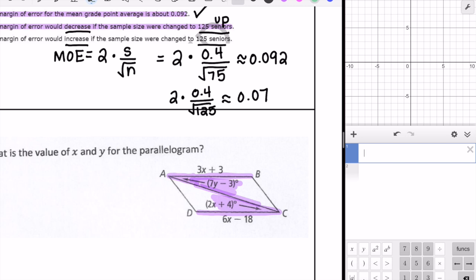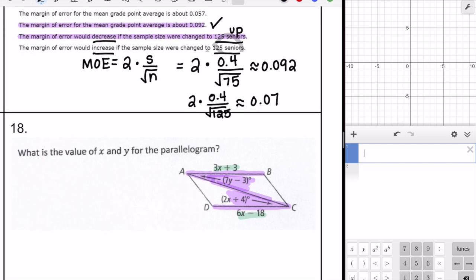So to figure out what x is, I should be able to see that A to B and D to C, they are equal to each other. So we're going to say AB is equal to DC. So we're going to set up an equation. We're going to say 3x plus 3 equals 6x minus 18. So we can solve that.